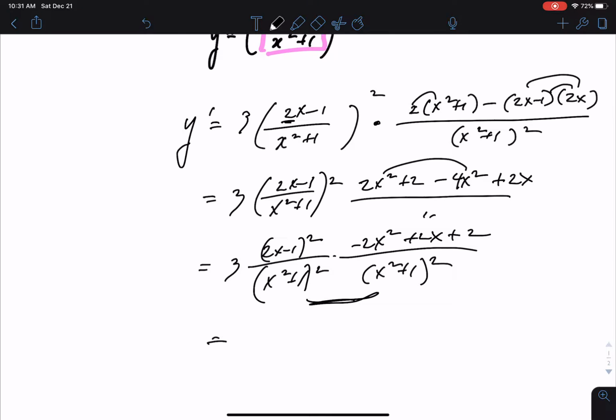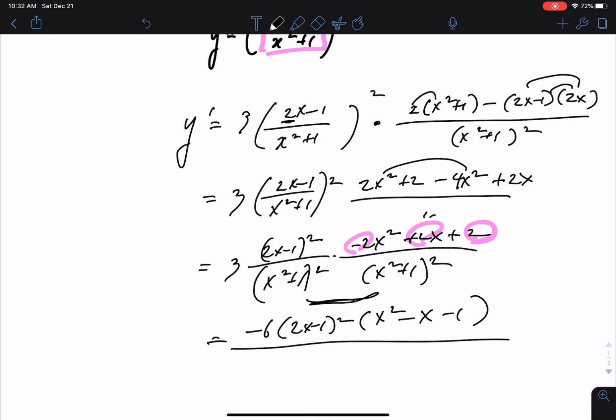And I guess you can factor out a 2 from all three to get minus 6 at the front. And then you have x squared minus x minus 1 all over to the power of 4. That's what I got here.